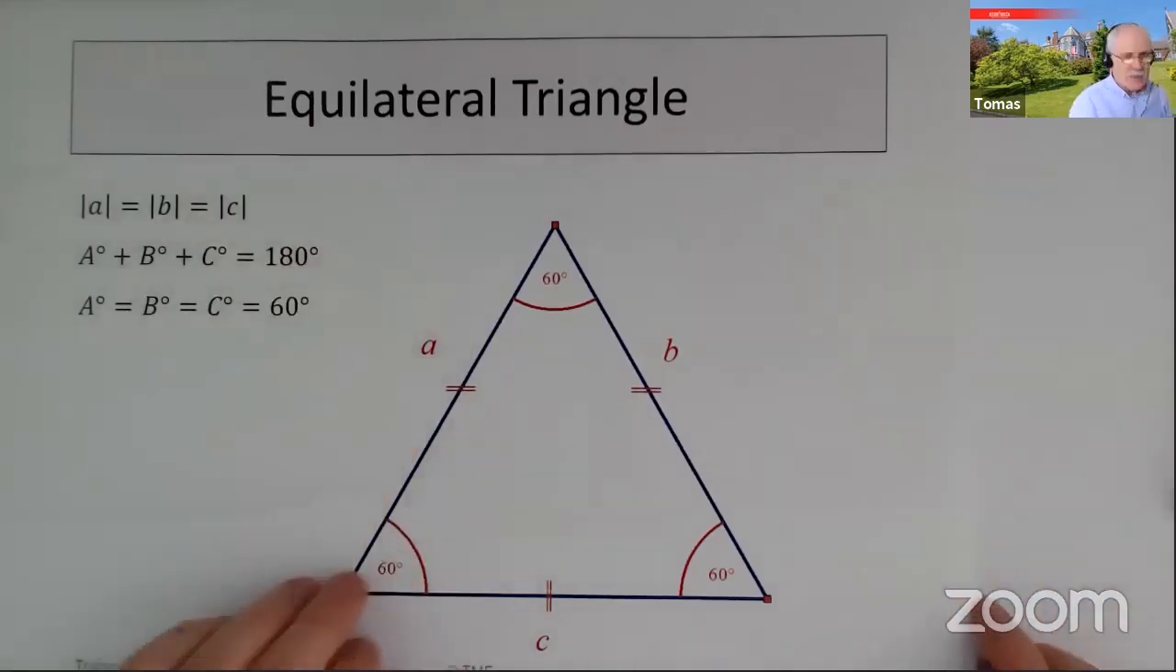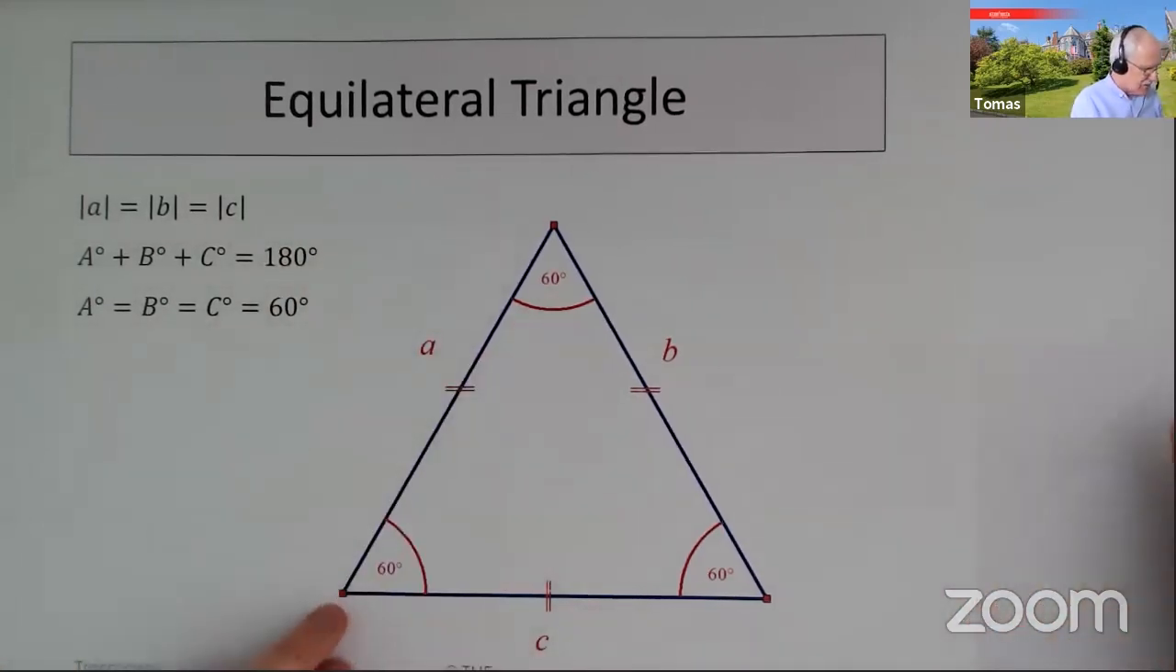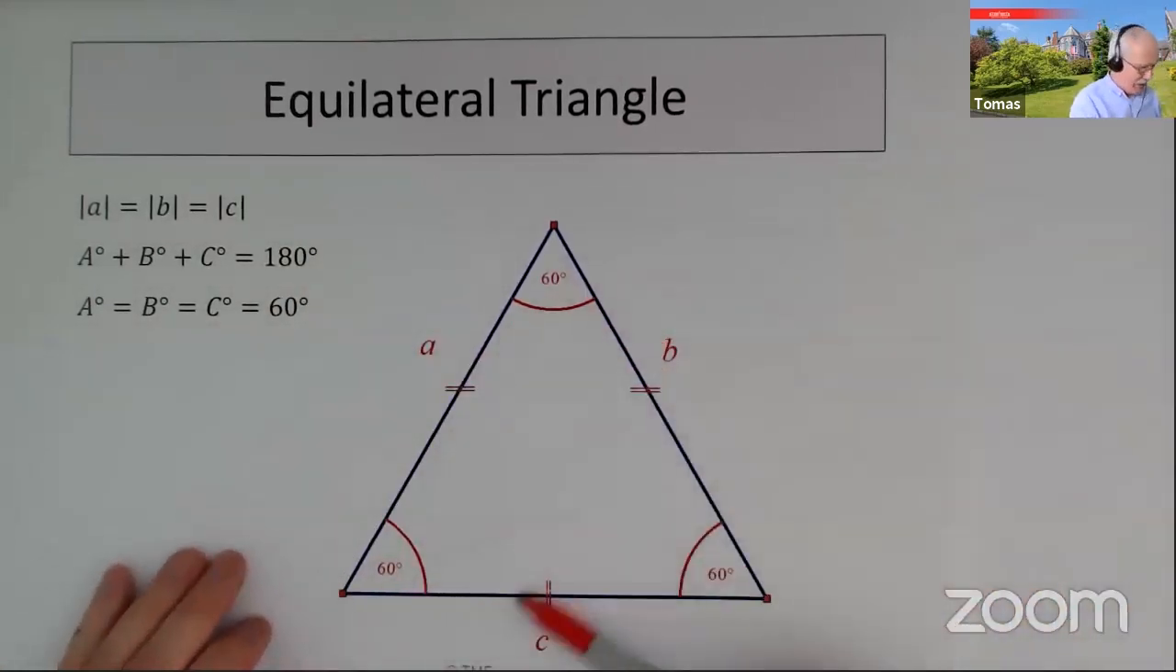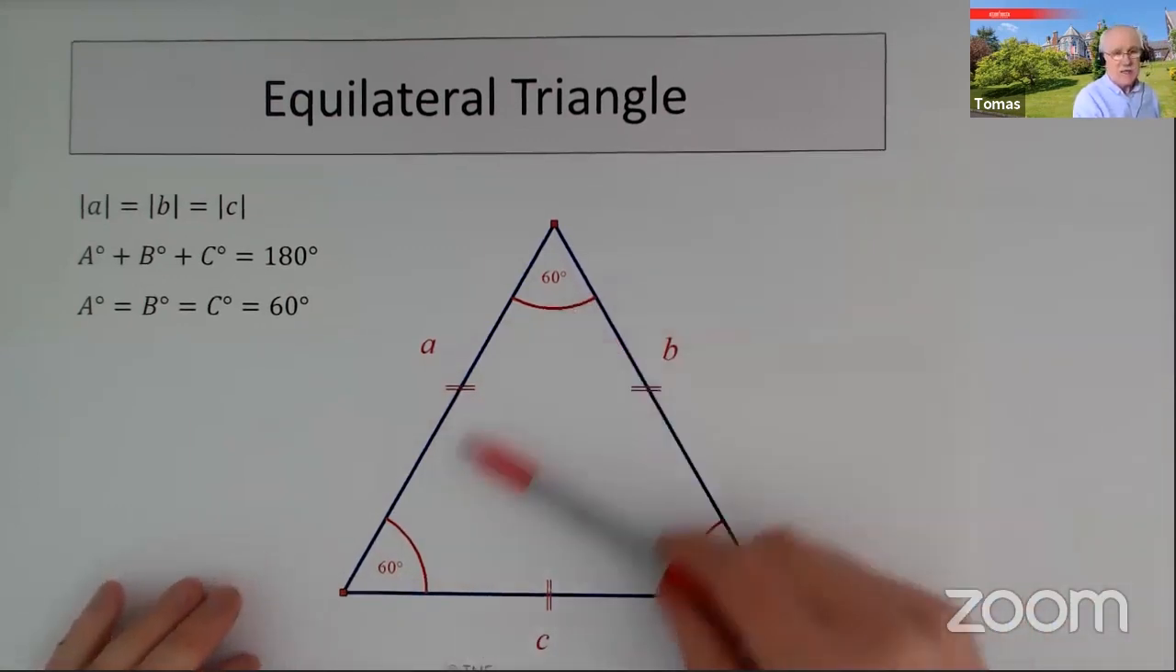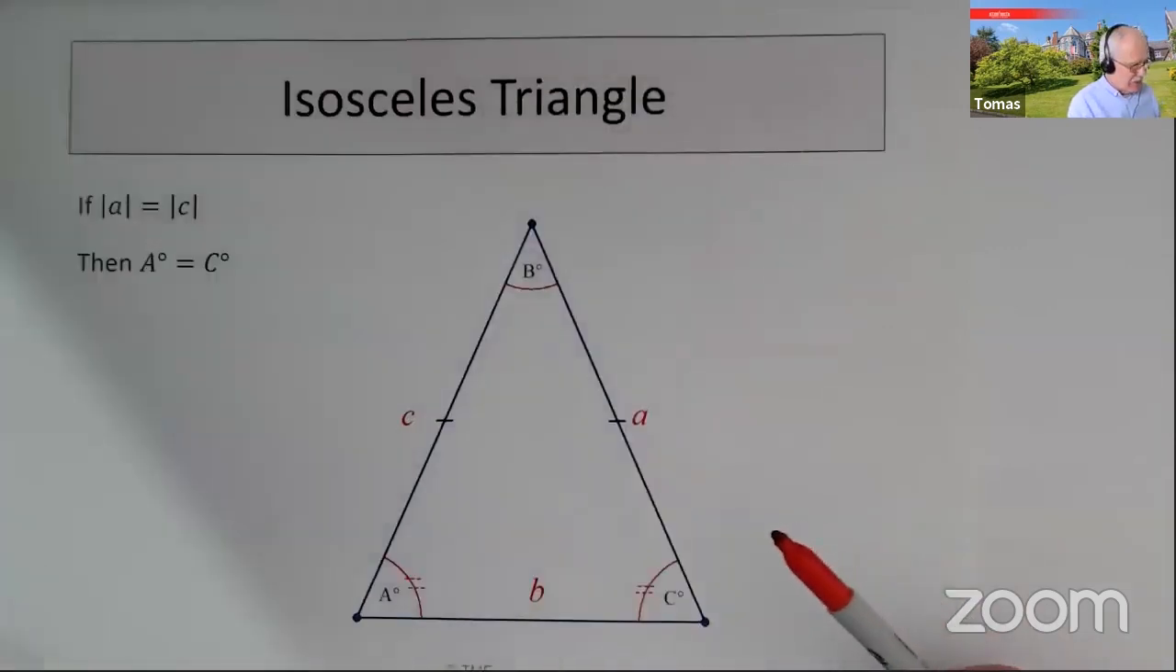Now, just an equilateral triangle, Triantán Cóhlasach, where all the sides are the same, A, B, and C. We show that with the double dashes there, 60, 60, and 60. That's a Triantán Cóhlasach.